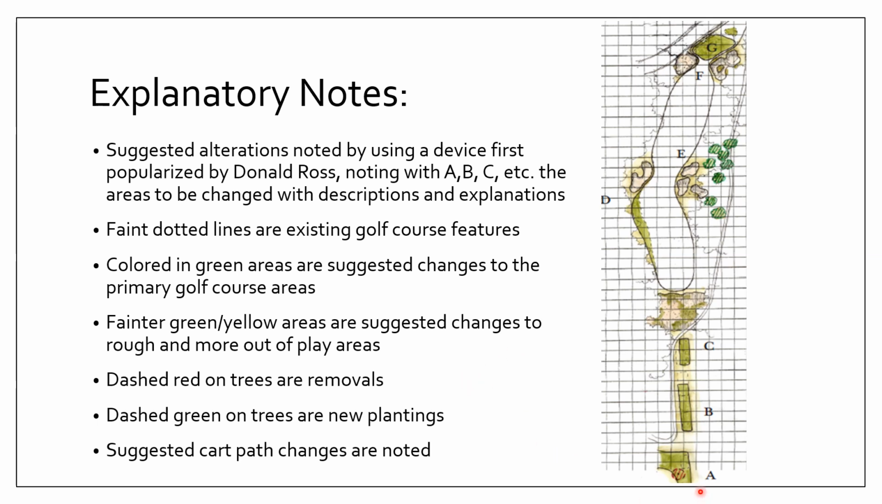Dashed red lines on trees are removals. We have one here suggested. And then dashed green on trees are new plantings. In this case, on 15, he would like to establish this almost wooded area, or much more wooded area, with rougher grass over here on this bank on the right of 15. So these are new plantings.